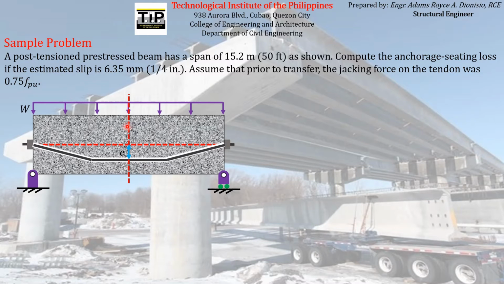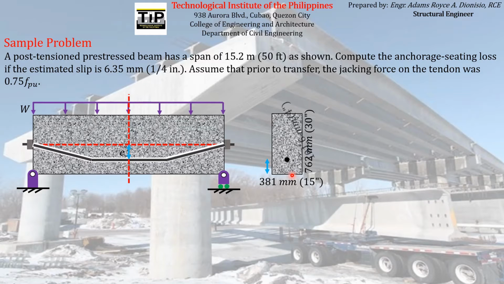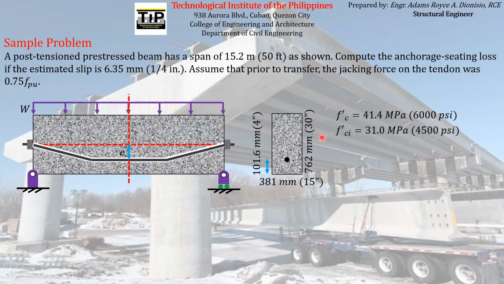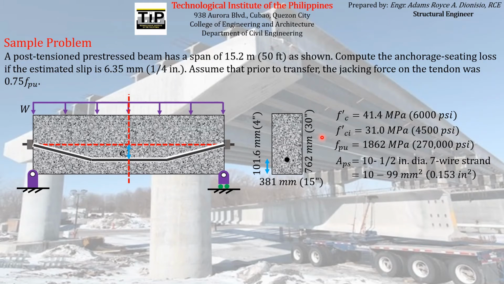So the other information given on the problem is the section properties at midspan, which has a dimension equal to this, and the location of the pre-stressing reinforcement is given with respect to the bottom of the concrete, and the FC prime, FCI prime, FPU, APS, and EPS are actually also given. Although actually we don't need all those given information for the computation of the anchorage seating loss. So without further ado, let's start the computation.